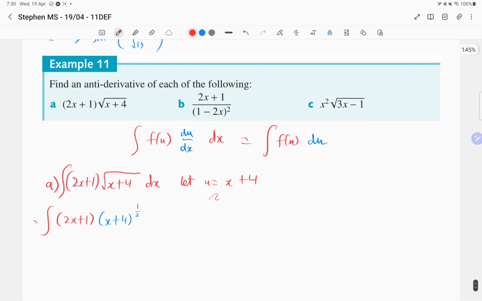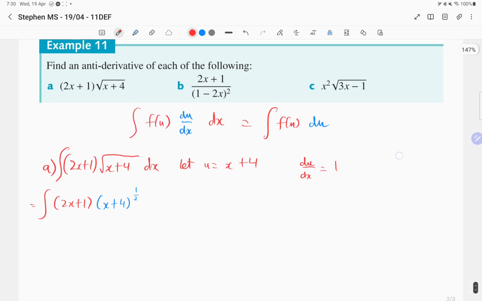So let u equal x plus 4. Then du over dx is 1. That means you can change straight away, because normally you need that in the expression in order to change into du. But if this thing is 1, then you don't need it. You can just change from dx into du straight away if du over dx equals 1.